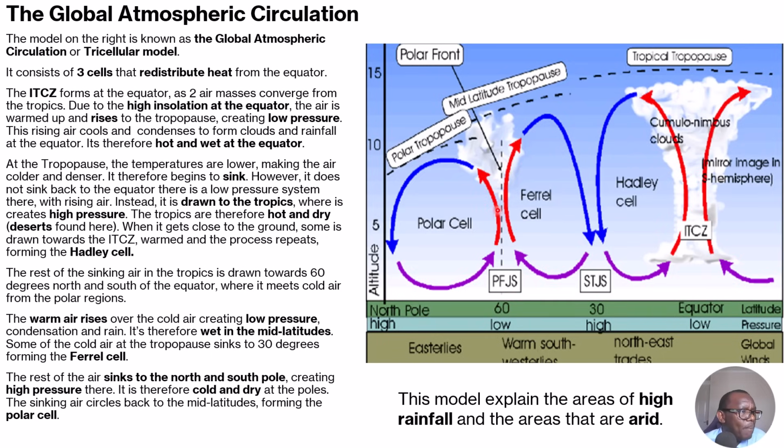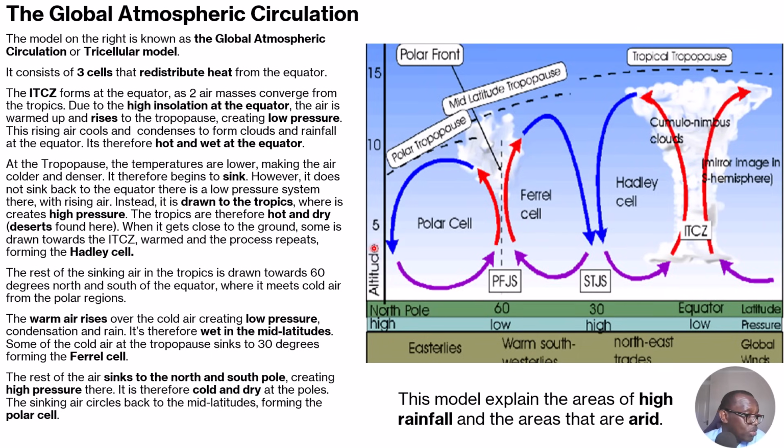So the rest of the cold air, we said, is going to be drawn towards the polar regions. And it's going to sink towards the North Pole and the South Pole in the southern hemisphere. When that happens, it creates high pressure at the North Pole. As you can see here, the North Pole has high pressure. And that high pressure means that the North Pole is fairly dry.